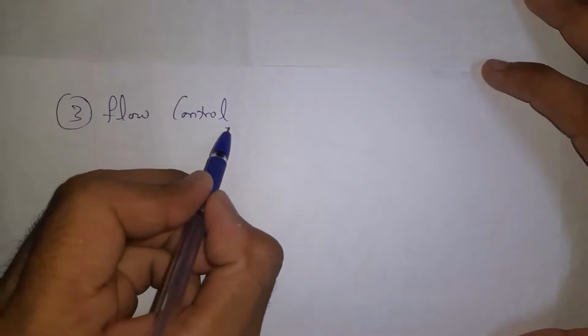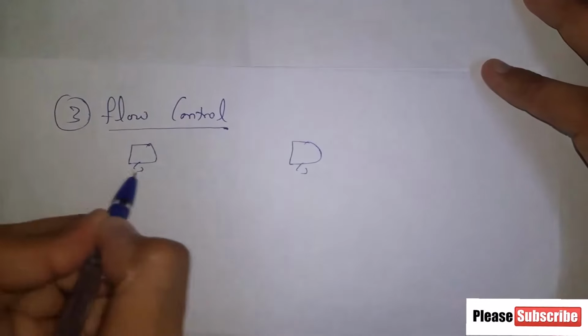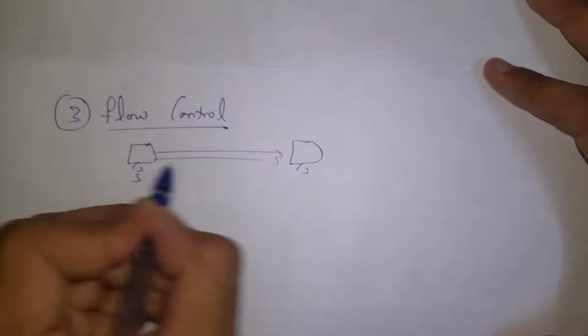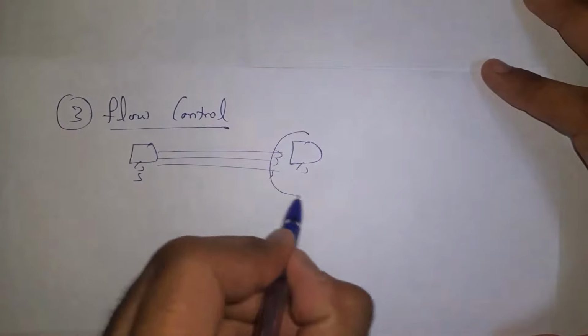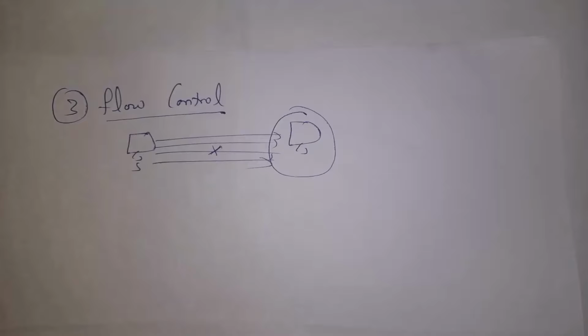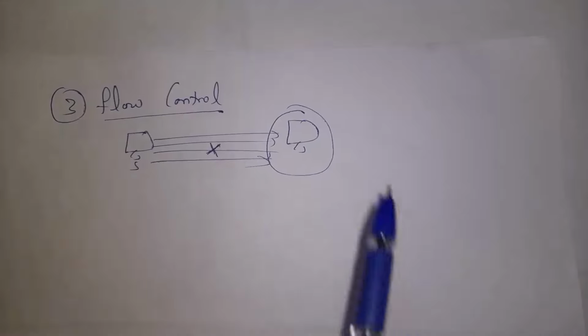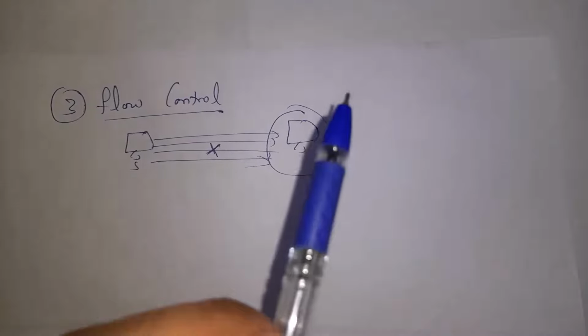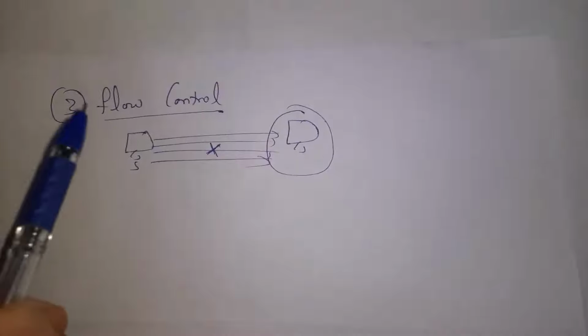And the other function of data link layer is flow control. If sender sends data too fast to receiver, then receiver cannot handle the data and receiver may drop some frames. So receiver cannot get actual data. So flow control means how much speed receiver can handle data. Only in that speed, sender must send data.